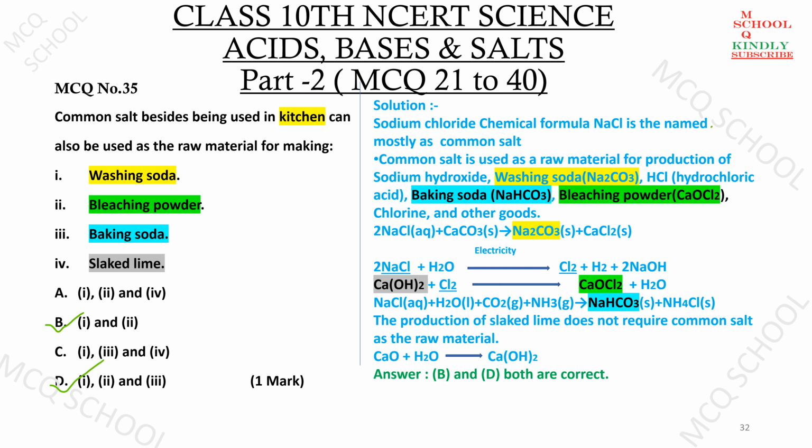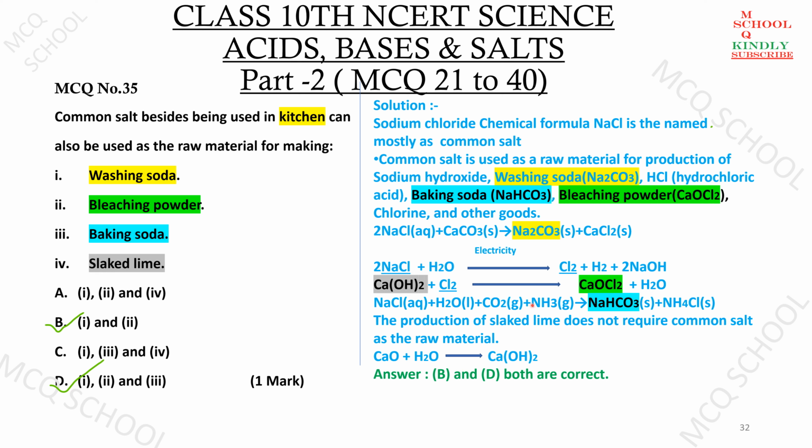Sodium chloride, which is also known as common salt, is used as a raw material for the production of washing soda, Na2CO3, by reaction of sodium chloride with calcium carbonate. Washing soda can be produced. Then bleaching powder: calcium hydroxide with the reaction with the chlorine which is already produced in the chloralkali process, we can make bleaching powder, CaOCl2.